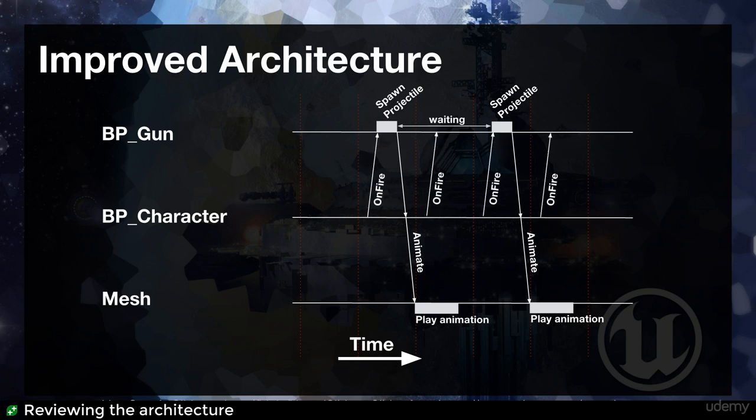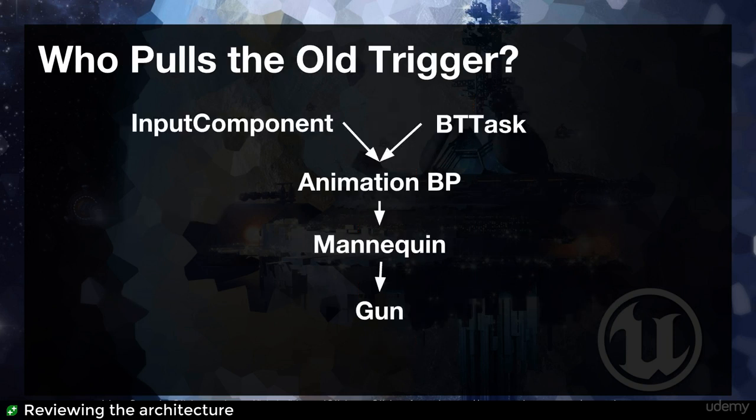So the character is saying on fire to the gun, which spawns the projectile, and it goes through and triggers an animation, at the moment only on the first person mesh, but in future it will be doing this on the third person mesh as well. It can actually just tell both of them to do different animations, so that's great. So that's our improved architecture, and pretty much we have this, except for who pulls the old trigger.